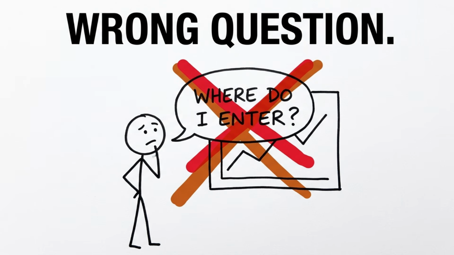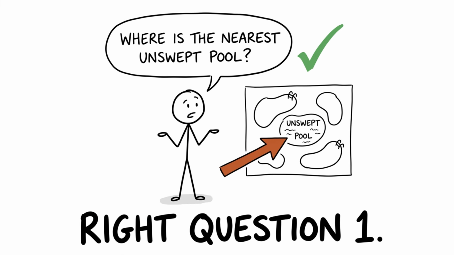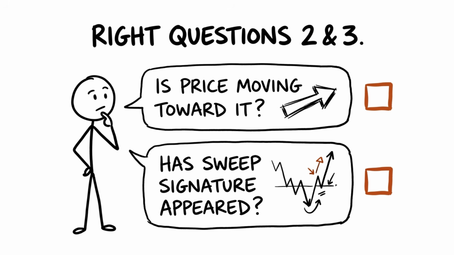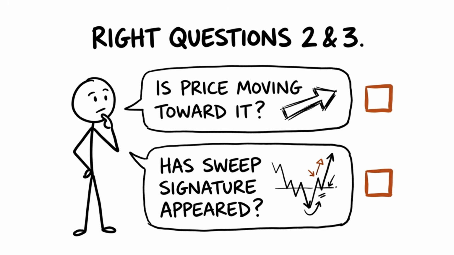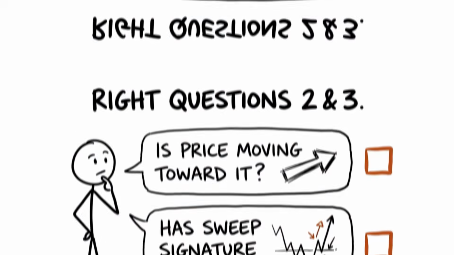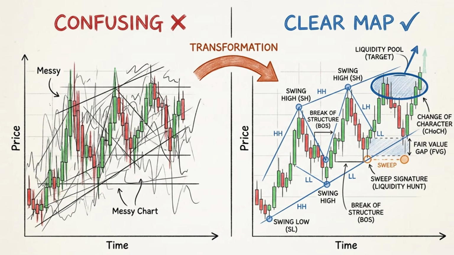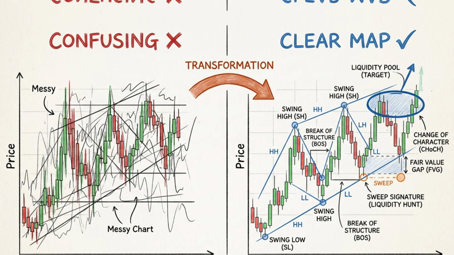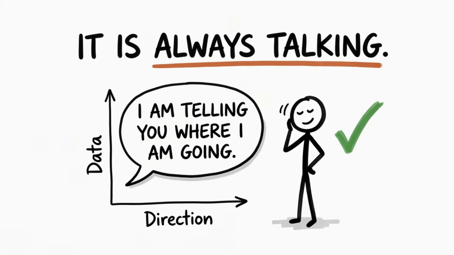Stop looking at a chart and asking, where should I enter? Start asking where is the nearest unswept liquidity pool, is price moving toward it, and has the sweep signature appeared yet? Those three questions asked in real time on a live chart turn a confusing screen full of candles into a clear map with a direction, a target, and a precise entry trigger. The chart is always telling you where it is going next. You just need to know what to look for.